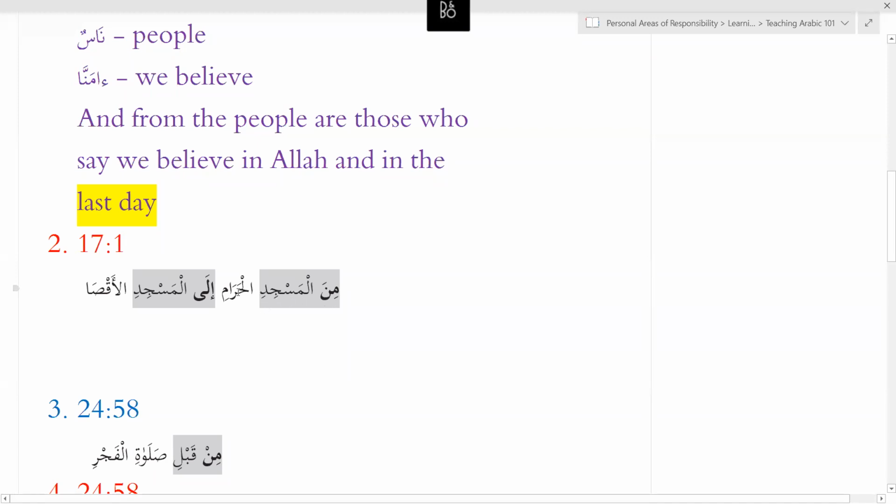Minal Masjidil Harami ilal Masjidil Aqsa. Minal Masjidil Harami ilal Masjidil Aqsa. What does this mean? What's min?